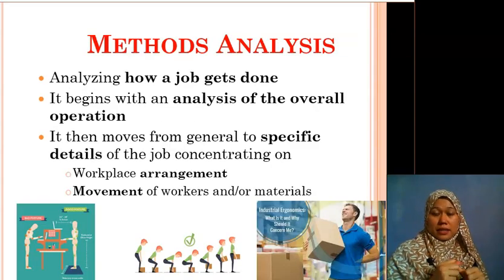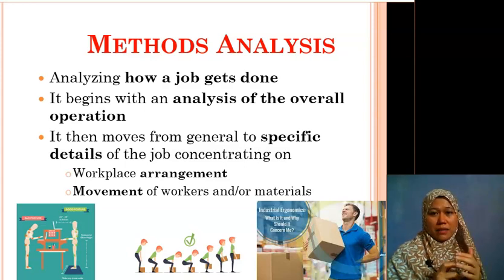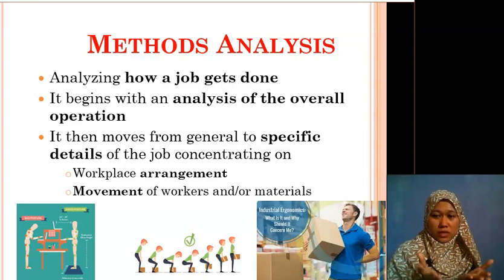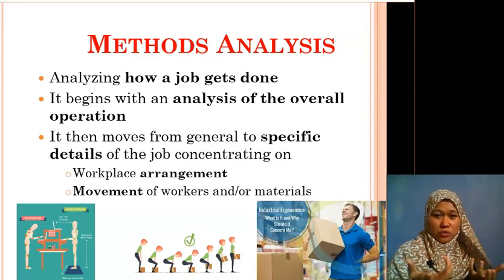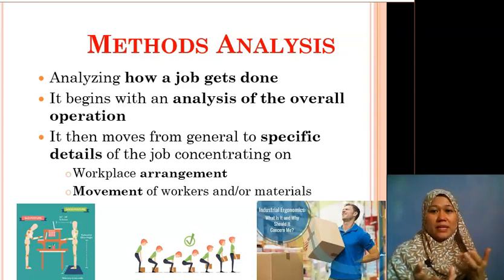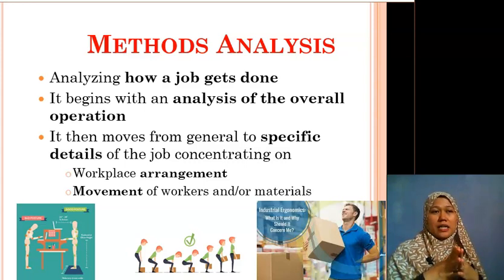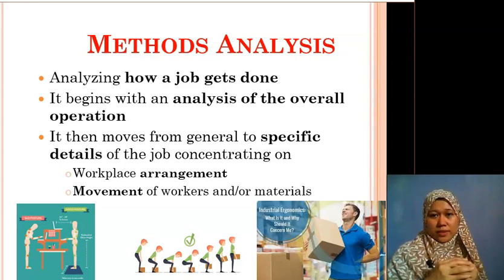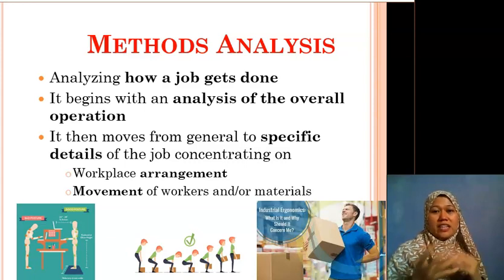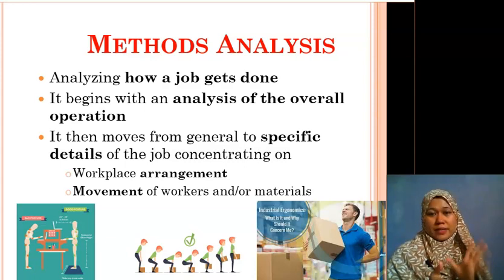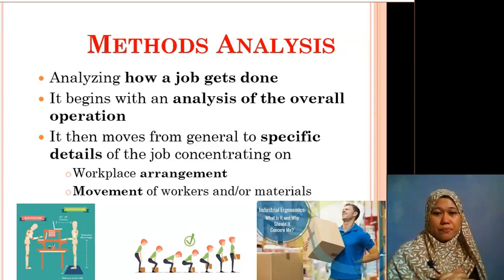Like the one I mentioned just now, analyzing how a job gets done means that you have to know the steps. You need to know what tools they are using, which hand they are using, and what other movements are needed to complete the job. Mostly, each job has its own procedure, its own sequence and timing. This is related to how to produce the SOP, the standard operating procedure.